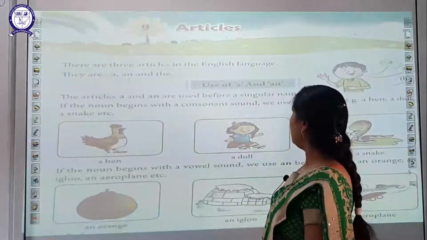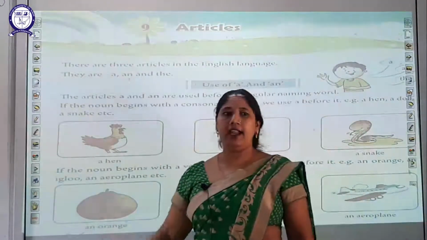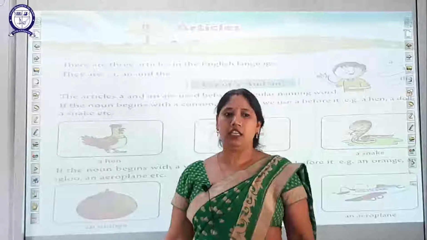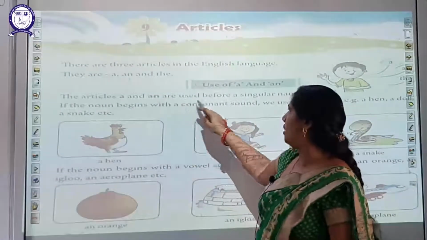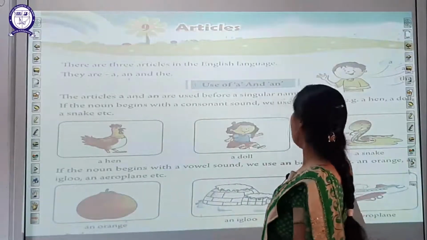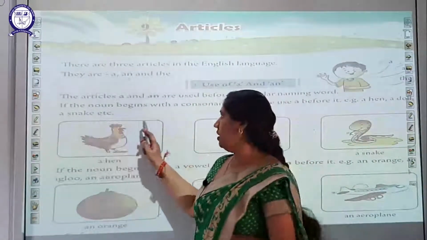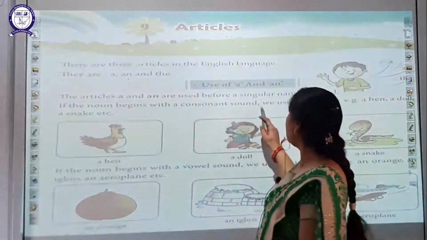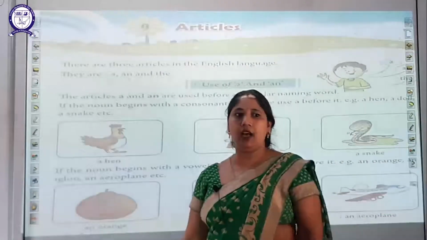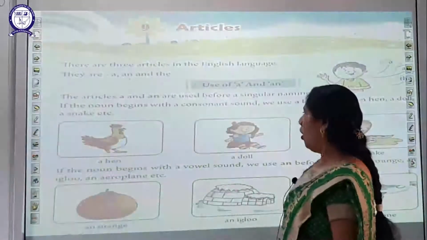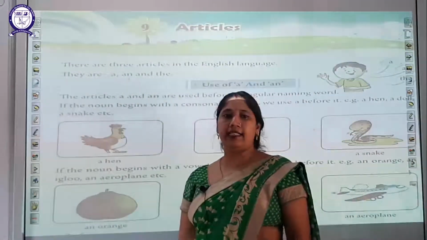Use of a and an. A and an are used with singular objects. The articles a and an are used before a singular naming word. If the noun begins with a consonant sound, we use a before it. For example, a hen, a doll, a snake, etc.